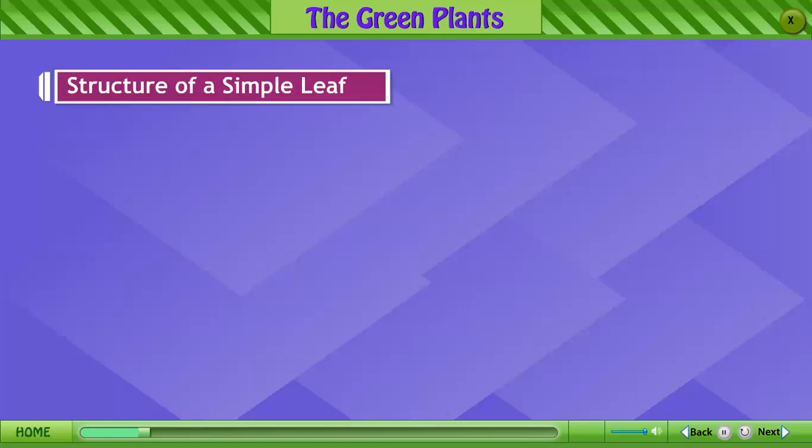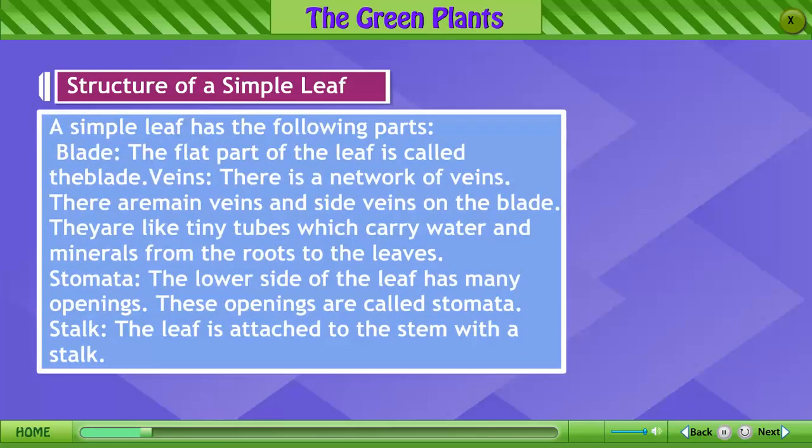Structure of a simple leaf. A simple leaf has the following parts. Blade. The flat part of the leaf is called the blade. Veins. There is a network of veins. There are main veins and side veins on the blade. They are like tiny tubes which carry water and minerals from the roots to the leaves.